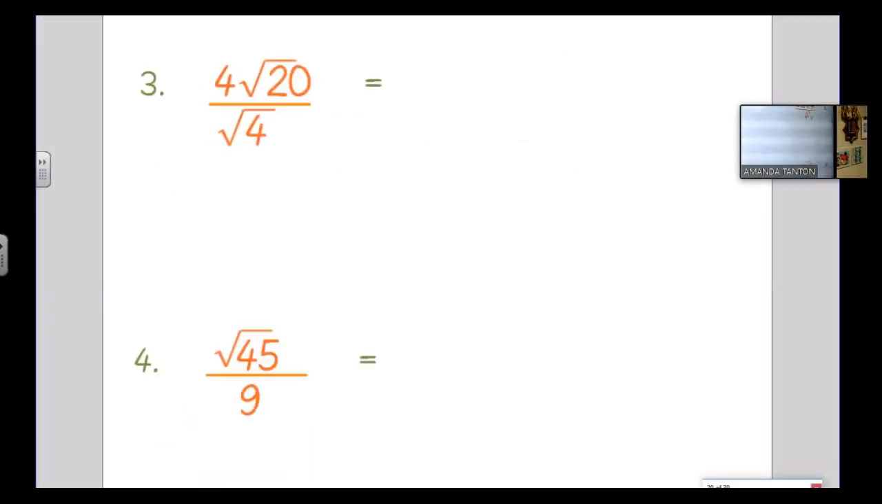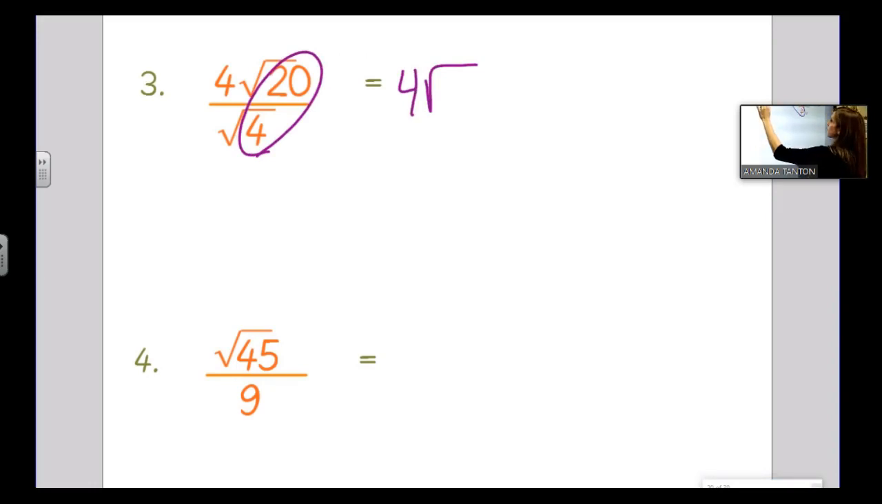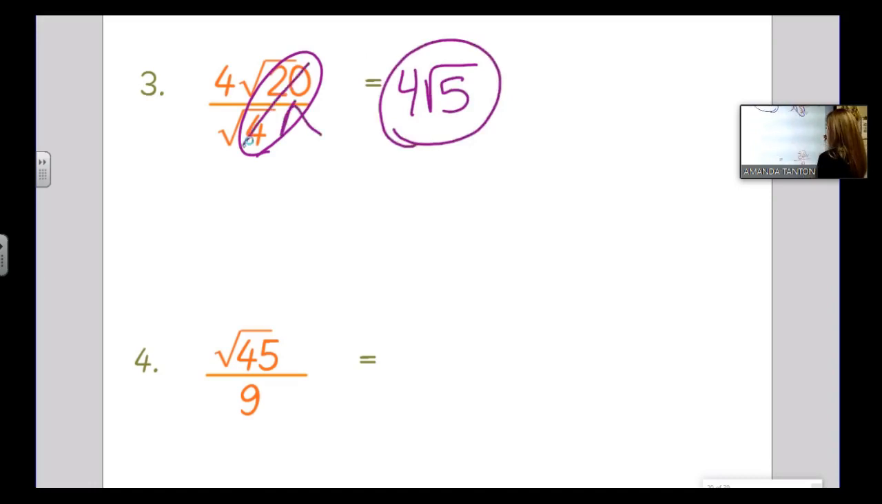Okay, let's try examples. Ooh, I know I'm allowed to divide these. So this equals 4 root, what? 5. That's all there is to it. Done. You don't need to factor tree the 20 because you're allowed to divide these.